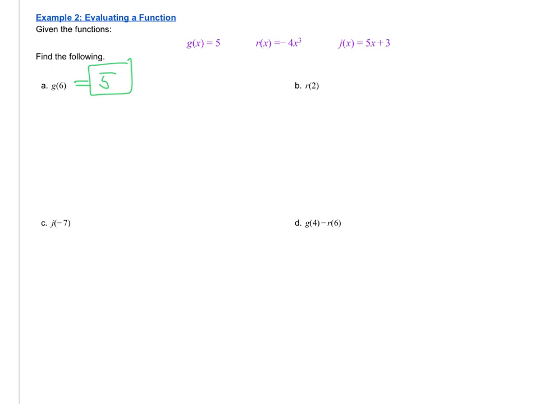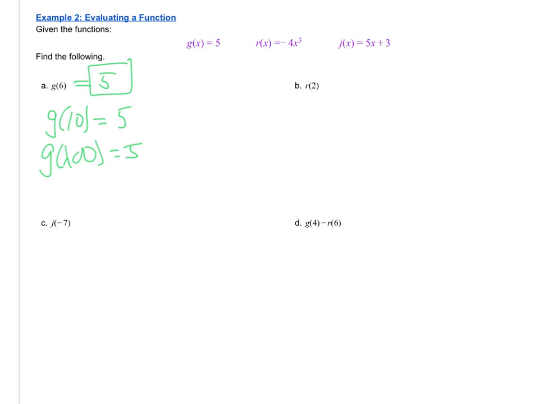If, for instance, I wanted to find g of 10, well, again, since this is a constant function, g of 10 would also be 5. If I wanted to find g of 100, g of 100 would also be 5. So anything is going to be 5 if we're using g of x because it's a constant function.